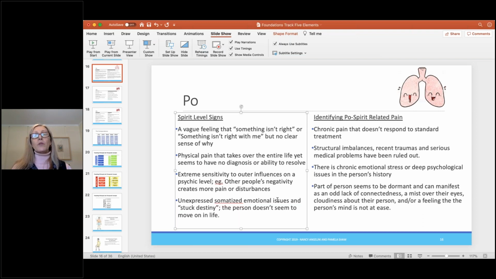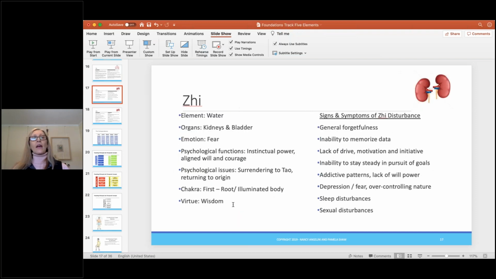And sometimes we can have a PO disturbance because we're resisting life's changes, right? That are crucial to our ability to develop and to reach our destiny. So those are all the things that can contribute to a disturbed PO. And for Zhi, the element, of course, is water, kidneys and bladder, emotion is fear. We already did this, but I'm just covering it again.